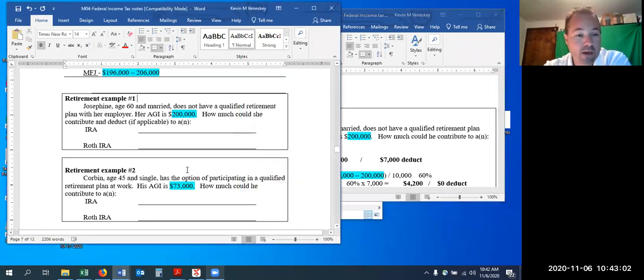All right, so now let's look at number 2 here, age 45. That's going to be important. Single, that's important. Has the option of participating in a qualified plan at work, AGI 73,000. How much can he put away into either one? Go ahead and pause now.